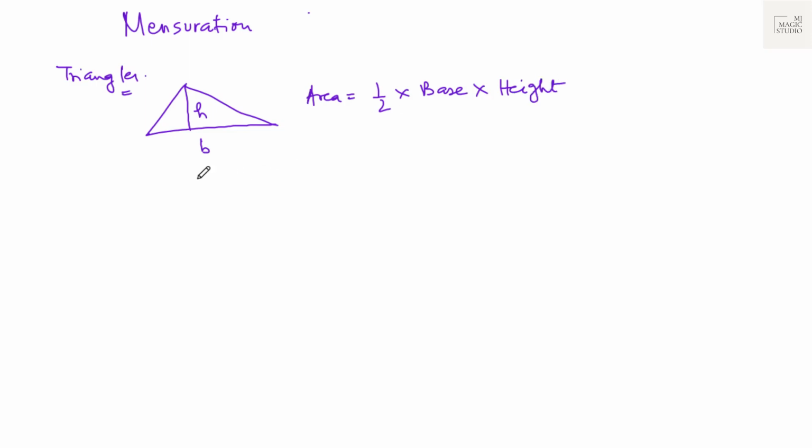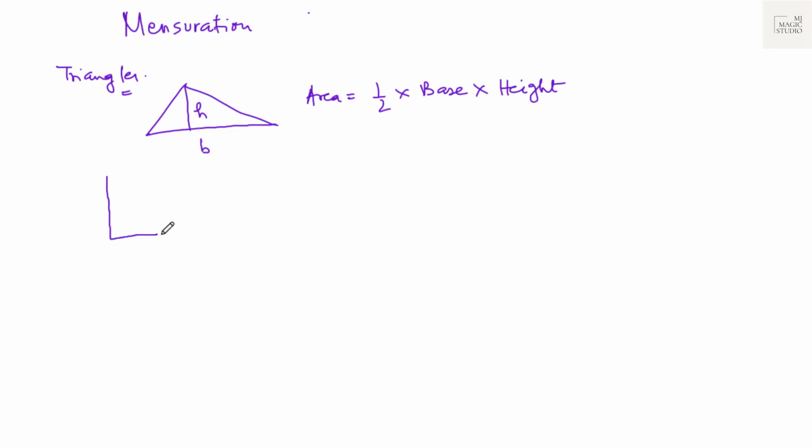A 3-sided bounded figure, we know it is a triangle. Basic formula, if we know the base and the height of the triangle, then the area of the triangle is half into base into height. That's the normal formula.